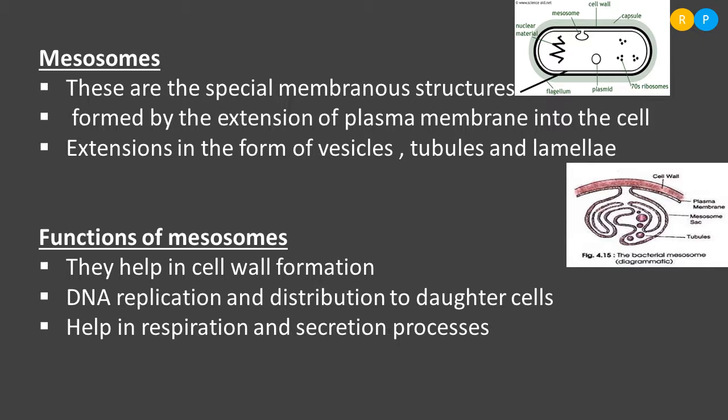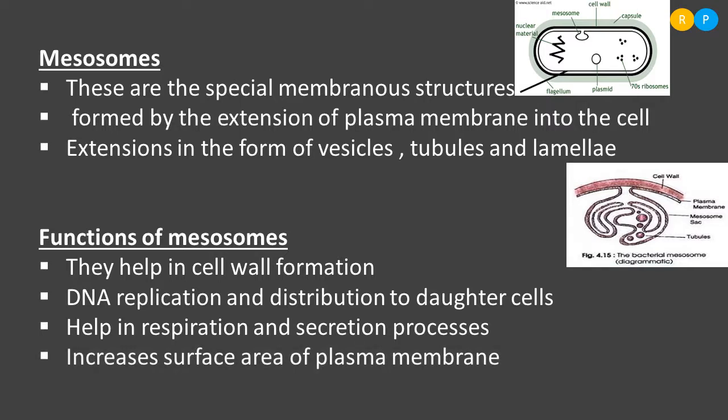And it also secretes some of the chemicals required for metabolic activity. It may be digestive enzymes or some of the chemicals needed for metabolic activity taking place in the cytoplasm. So secretion of some chemicals takes place with the mesosomes.